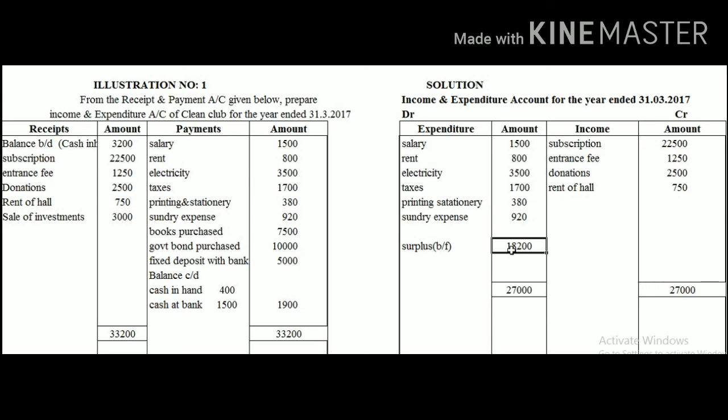So here, illustration number 1 is the basic example of how to prepare an income and expenditure account, and from the next class onwards we are moving on to the preparation of income and expenditure account with adjustments. Some adjustments are like subscription, entrance fee, prepaid expenses, outstanding incomes and accrued incomes, and those areas we will discuss in the next class onwards.